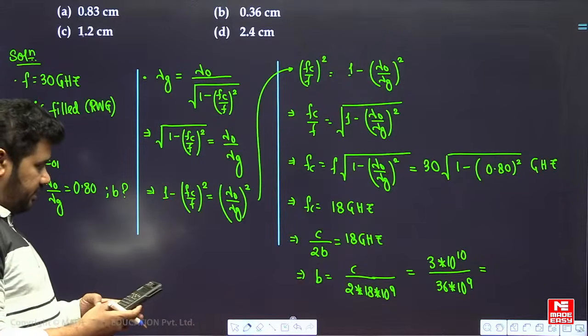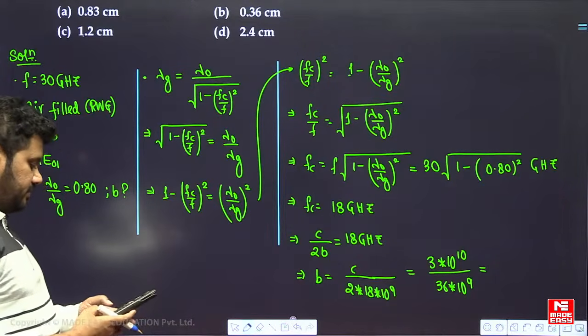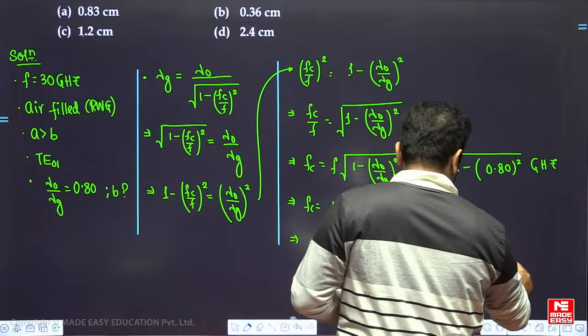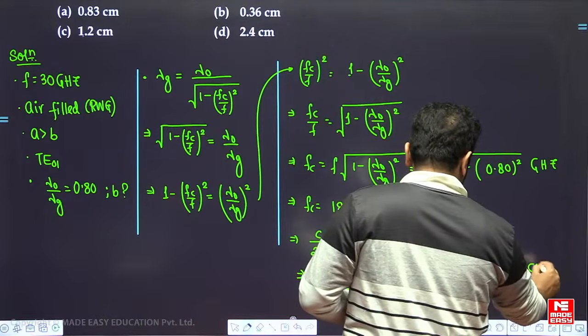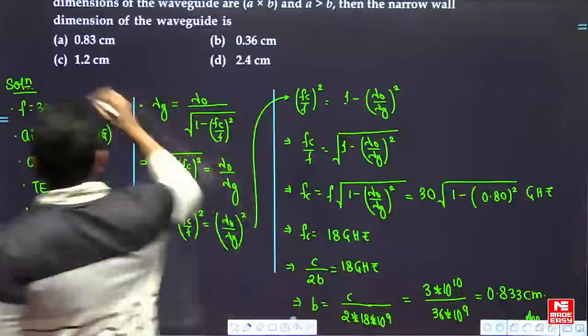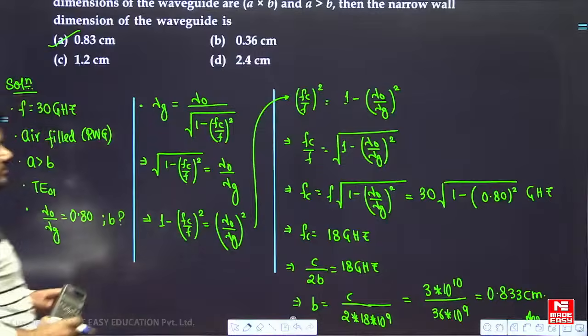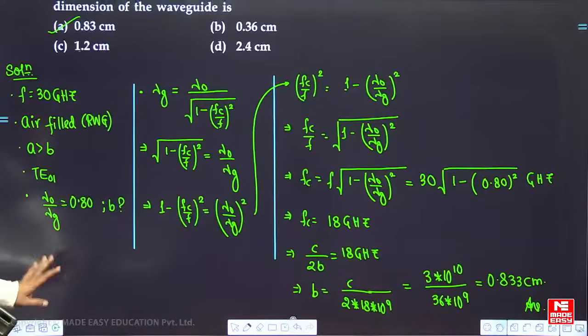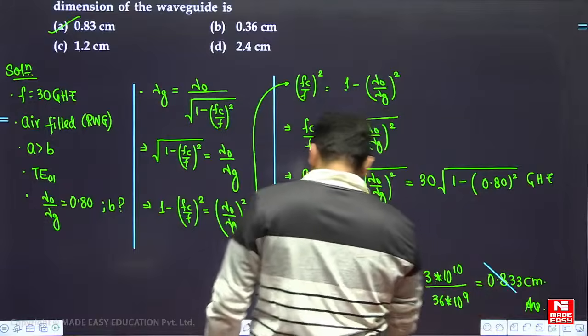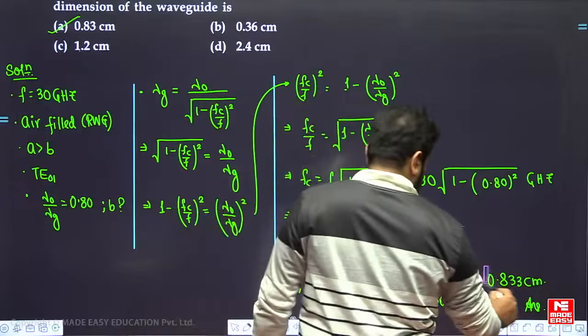3 to the power 10 divided by 36 to the power 9, 0.833 centimeter. 0.833 centimeter should be the answer. 0.833, yes, option A. So option A is the correct answer. Yeah, those who have given this answer 0.83, they are correct.